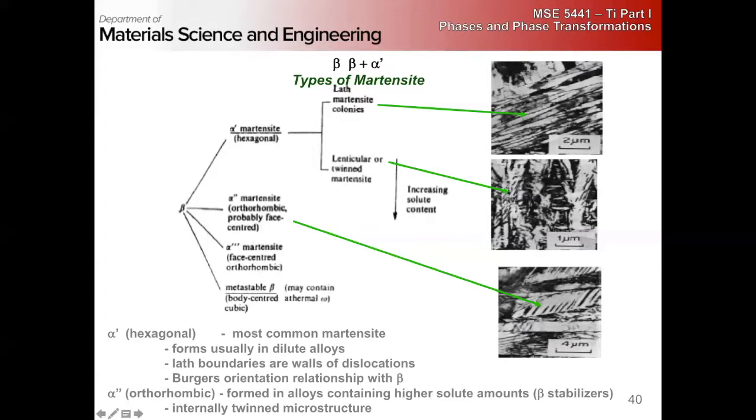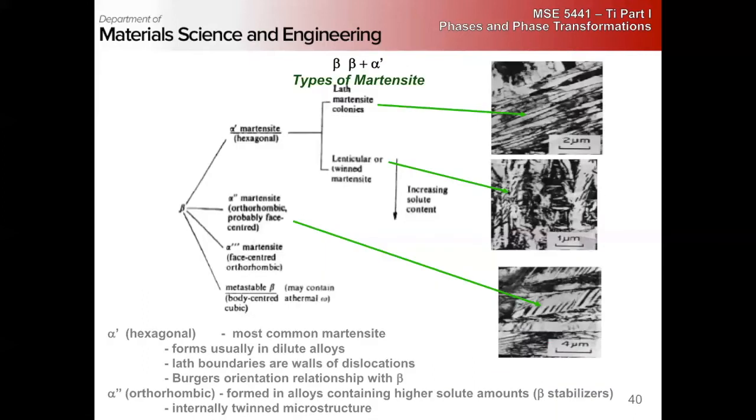Alpha double prime and alpha triple prime are almost always going to be internally twinned microstructures. And then, of course, you're going to have some metastable beta that remains, depending on the cooling rate. If you cool quickly enough, you can't actually transform everything. And this is going to be BCC, but it's going to typically have fine dispersions of omega phase in it.